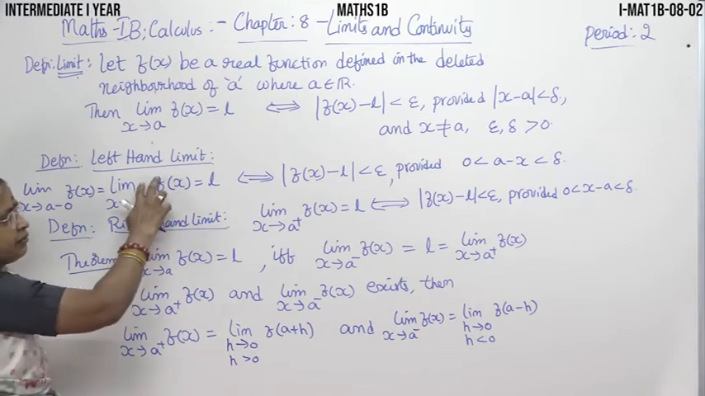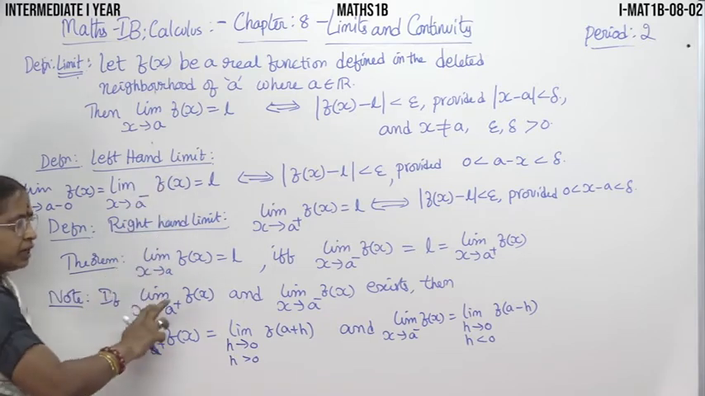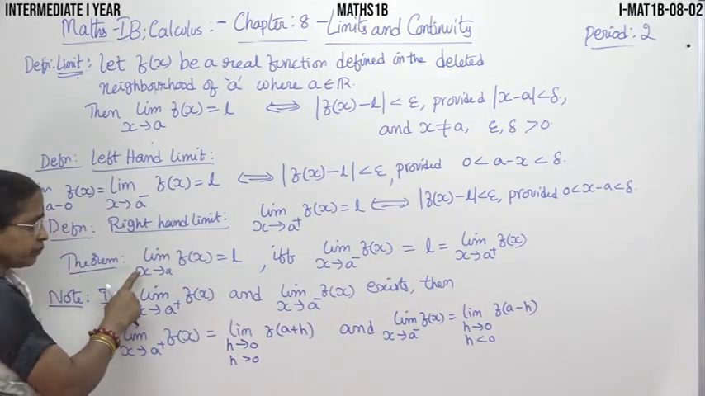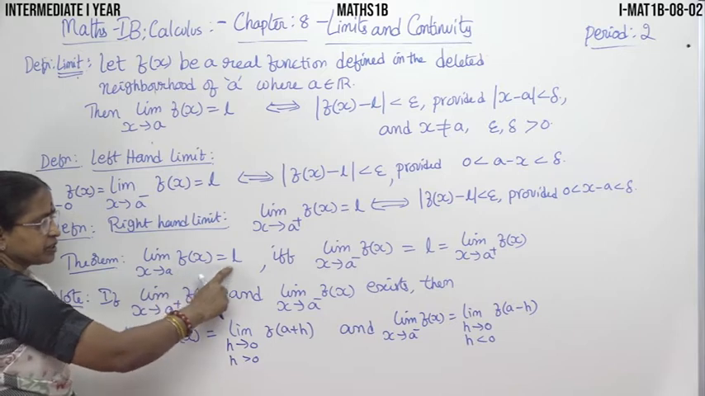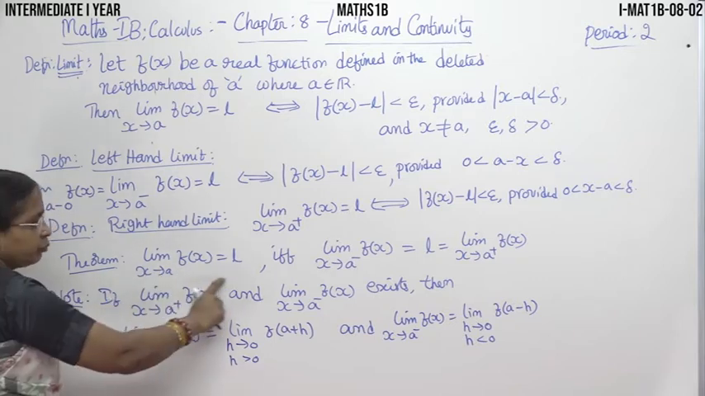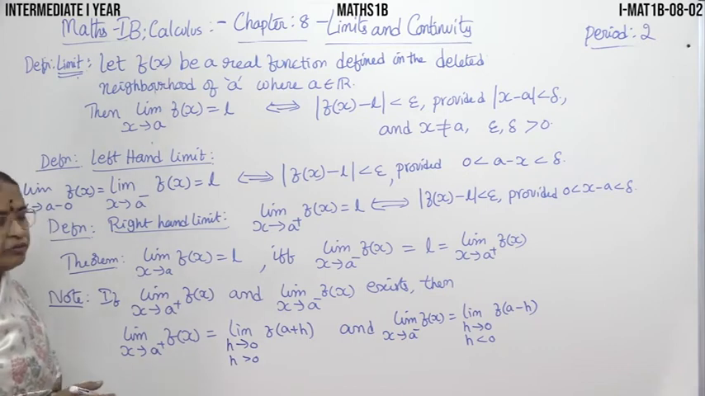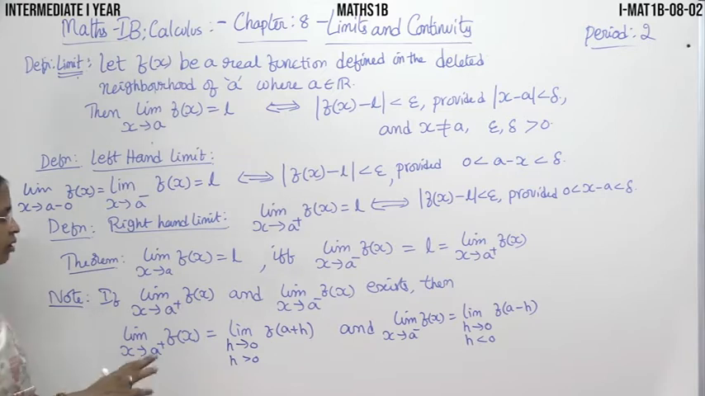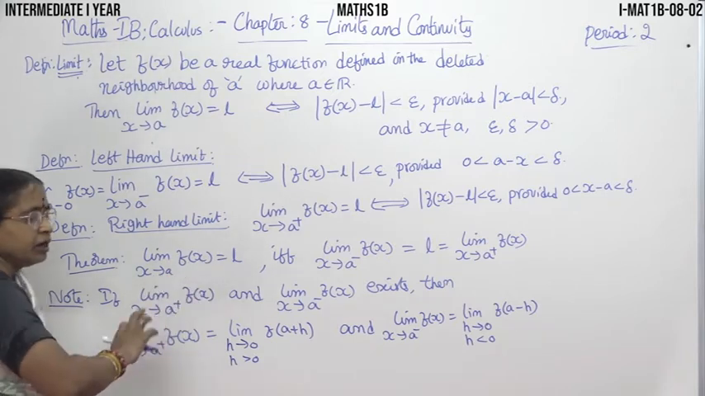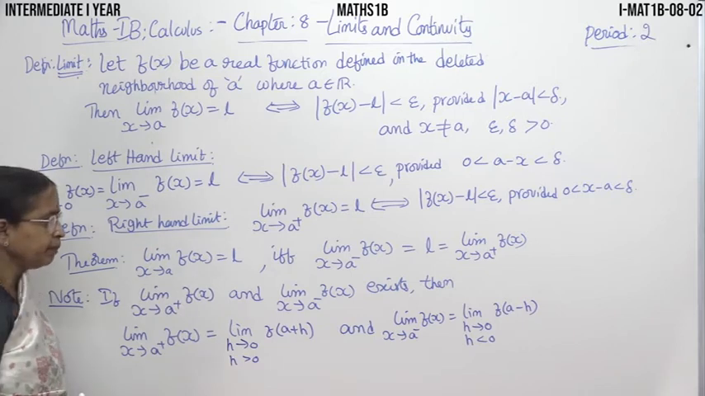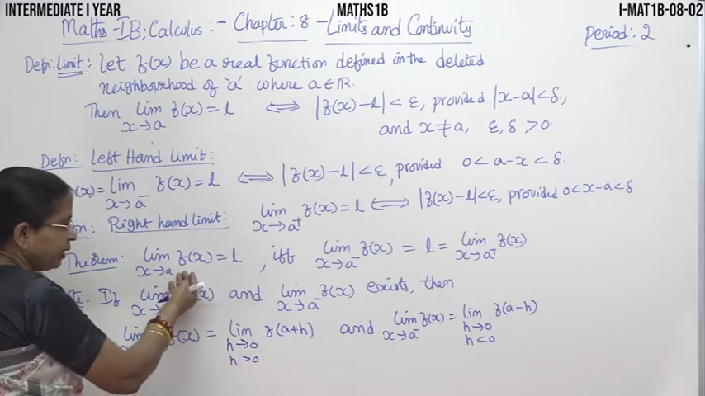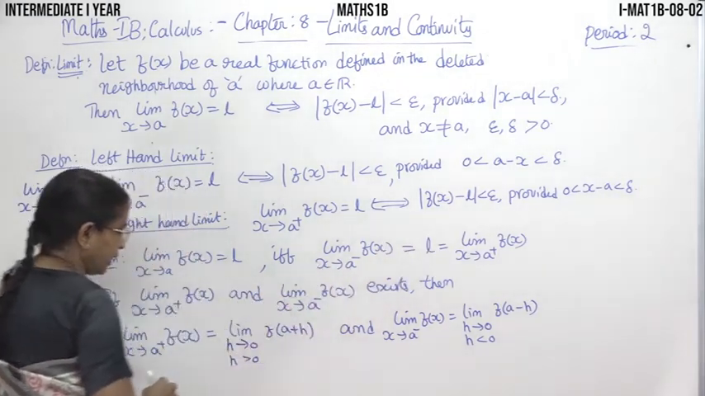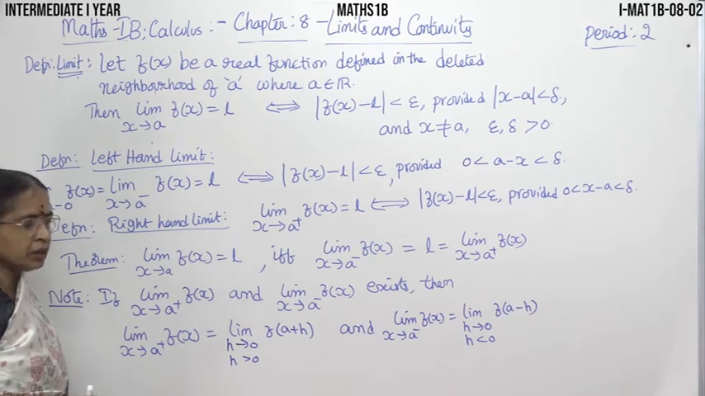When the left hand limit and right hand limit are both equal to some L, then only we say that the limit as x tends to a of f of x is equal to L. This is the important theorem. In some problems we find the left hand limit and the right hand limit, and they will not be equal. When they are not equal, we say that the limit does not exist. So the limit of this function is equal to L only when the left hand limit is equal to the right hand limit. You can understand when we do the problems.